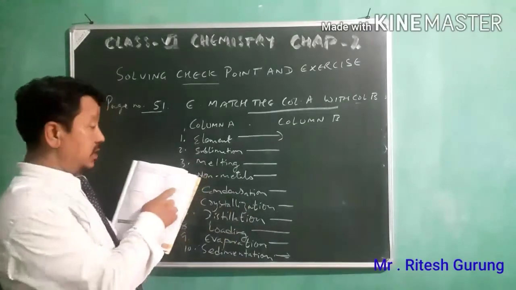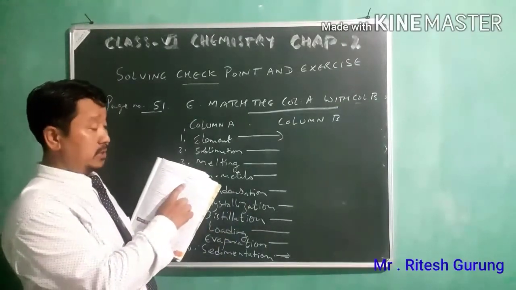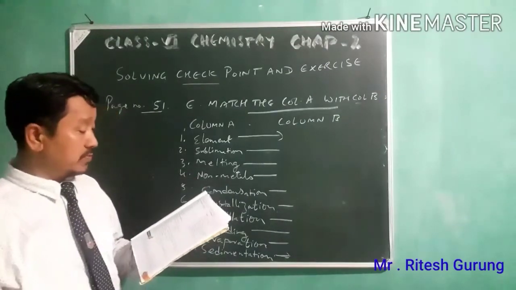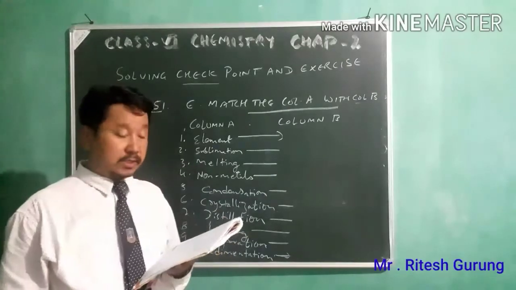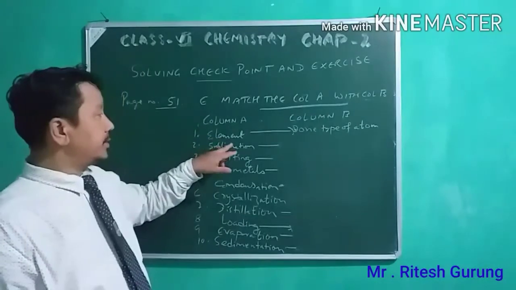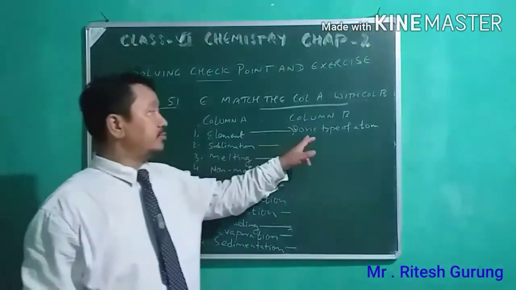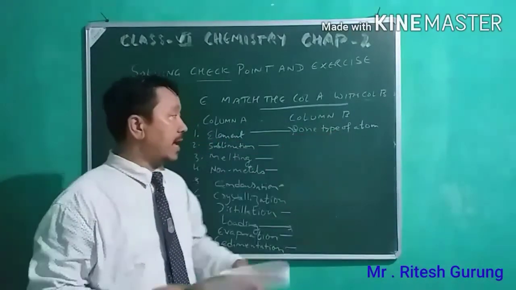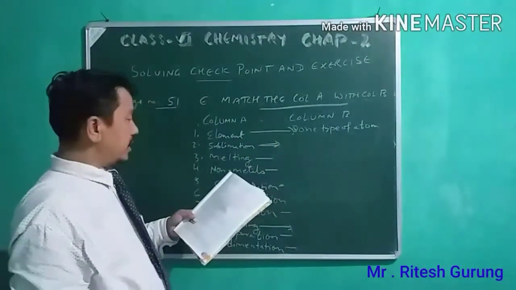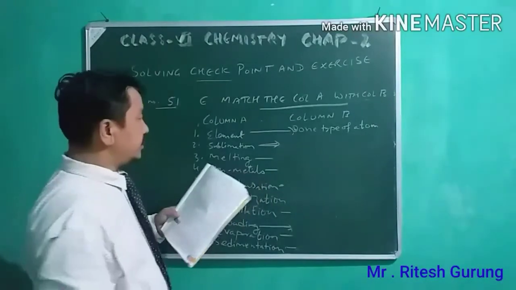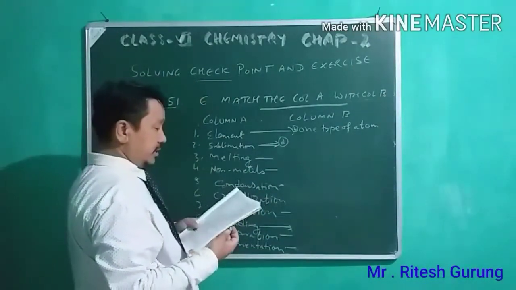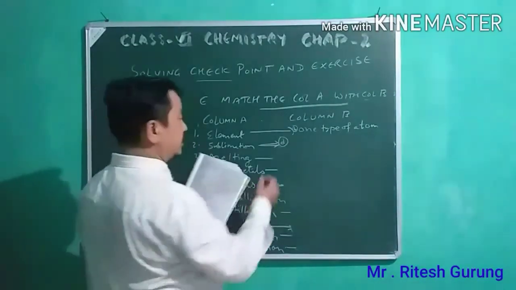Element, just find the matching point from column B. Element, which could be the answer there, you must have already done. That is option number B. Number 1 I have already written here, that is element, matching with option number B, one type of atom. Then number 2 we have sublimation. Sublimation is matching with option number D, that is changes from solid to gas state.